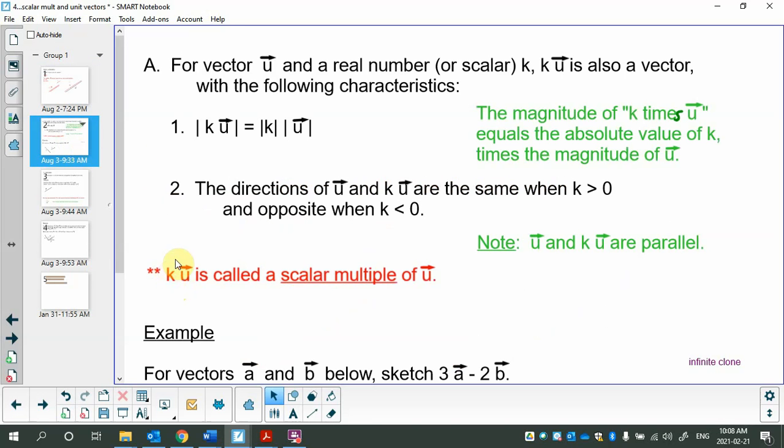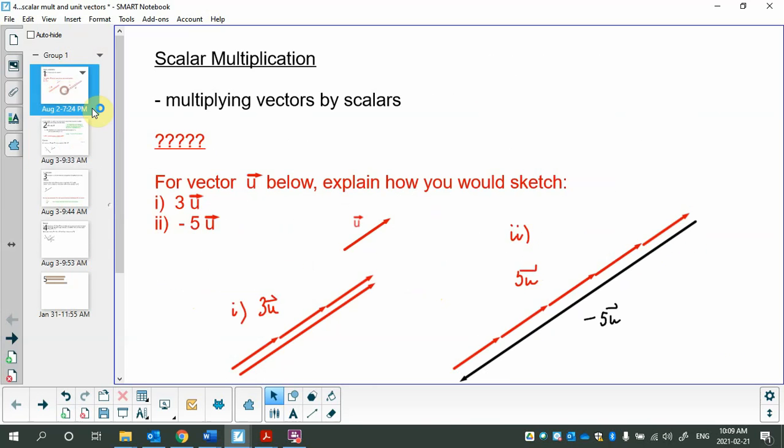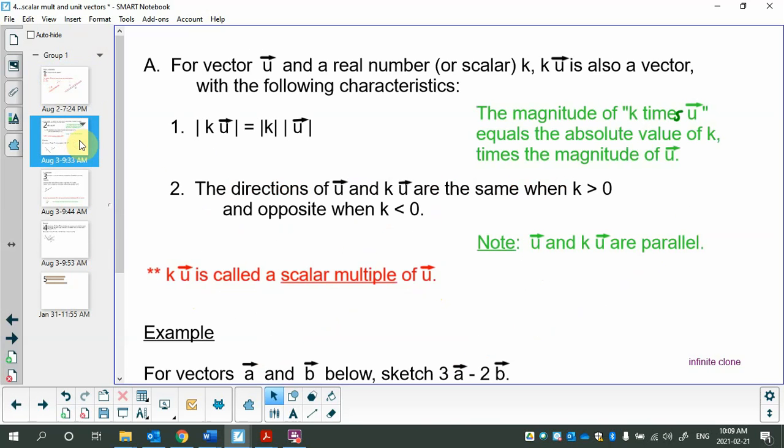And k multiplied by vector u is called a scalar multiple of vector u. u and k times vector u are parallel, as you can see with both of these. So I don't know if I actually finished this. I was babbling about it on the other page. When you multiply by a number greater than 0, that means the directions of these two vectors are the same. But if you multiply by a number that is less than 0, then you'll have opposite directions between the original and the k multiplied by the original.